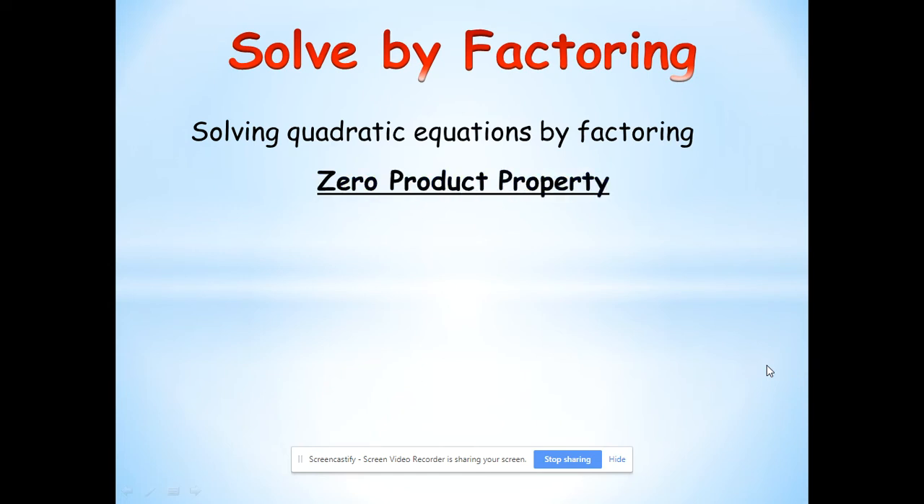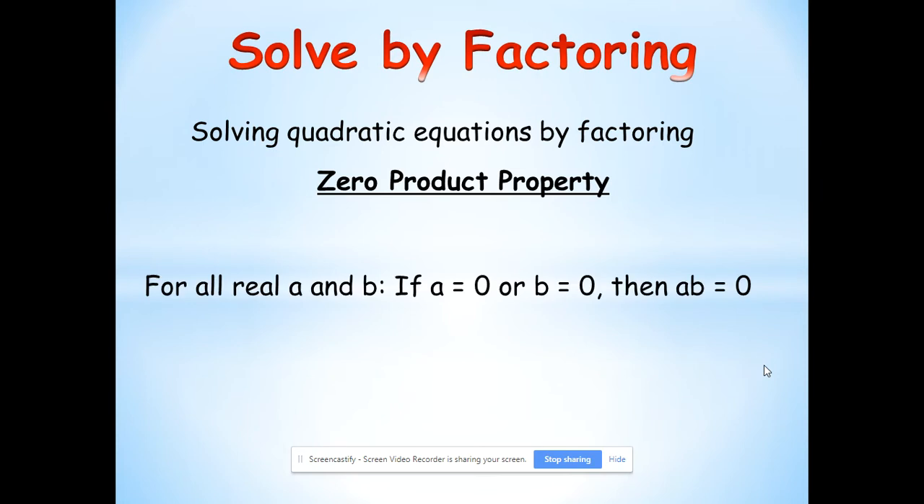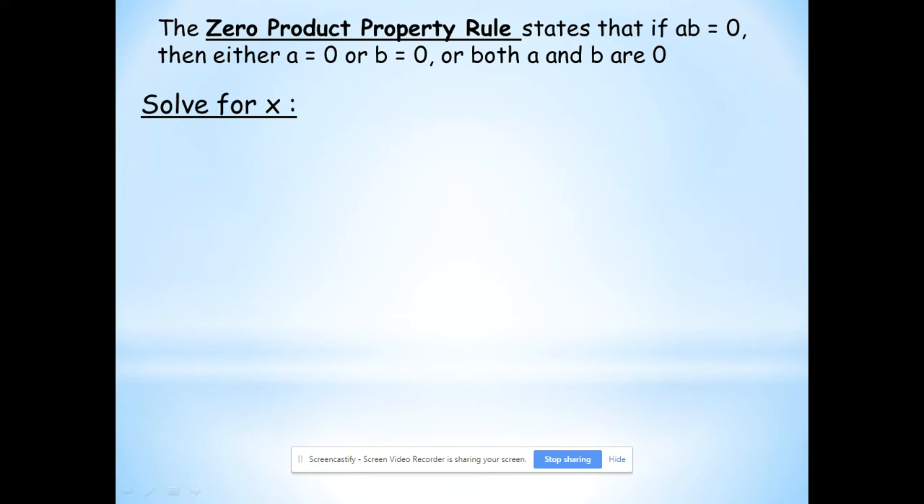First of all, we have to talk about this thing called the zero product property. All it says is, for all real A and B, if A is 0 or B is 0, then their product has to equal 0. And the reverse has to be true as well. If their product is 0, then either A has to equal 0 or B has to equal 0. So we're going to use the zero product property rule to solve equations.